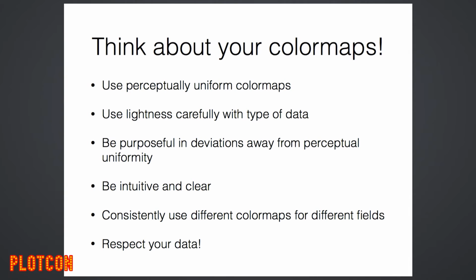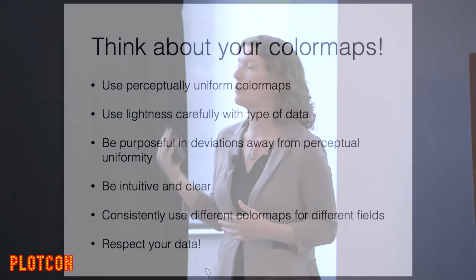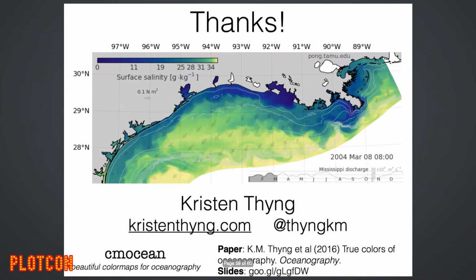Okay, so I would just like to leave you with a few thoughts to summarize, to help think about your color maps. Use perceptually uniform color maps and think about lightness and how it relates to your data. Be purposeful when you deviate away from that, I think. Don't just let it happen to you like in JET. It happens, but it's just incidental as opposed to purposeful. Be intuitive and clear in your plots. Consistently use different color maps for different variables, and respect your data. Okay, thank you.